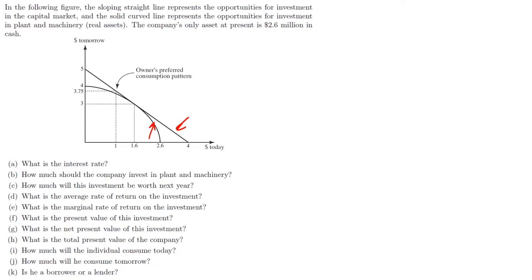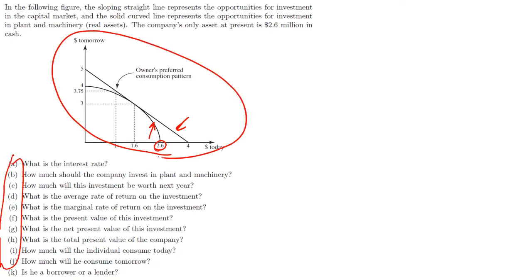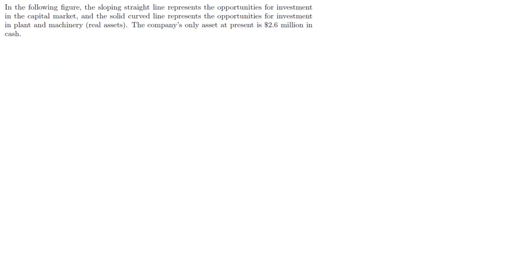So the company's only asset at present is $2.6 million. That's where we're at, and now we've got to answer these questions. But before we do that, I want to talk a little bit more about this curve right here and what it exactly means, because understanding that is a fundamental piece of this problem. So let's break it down.